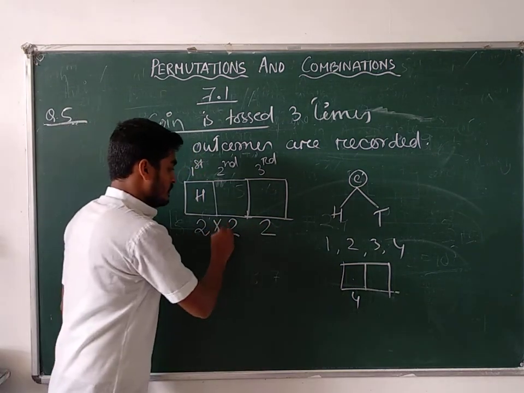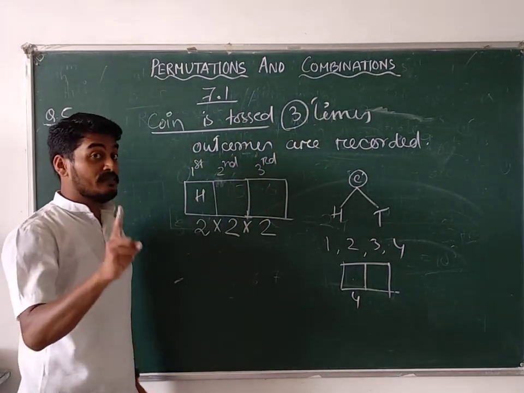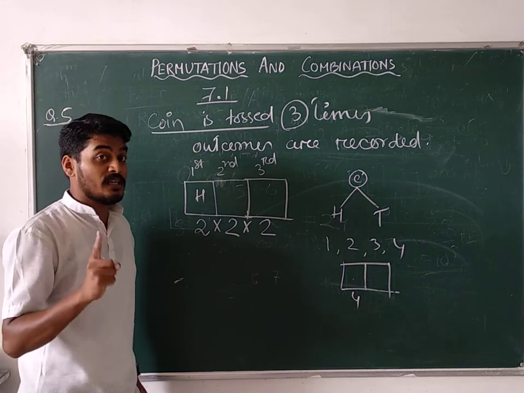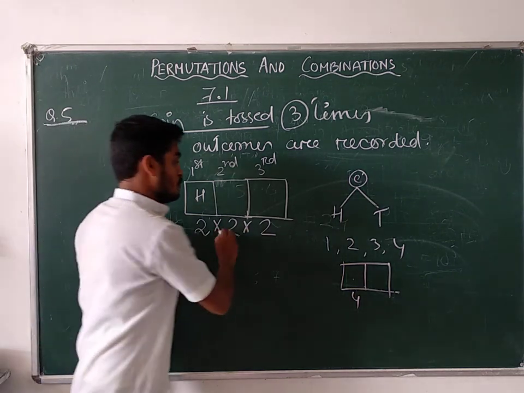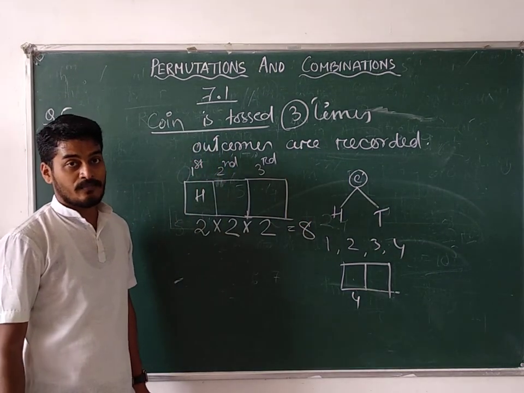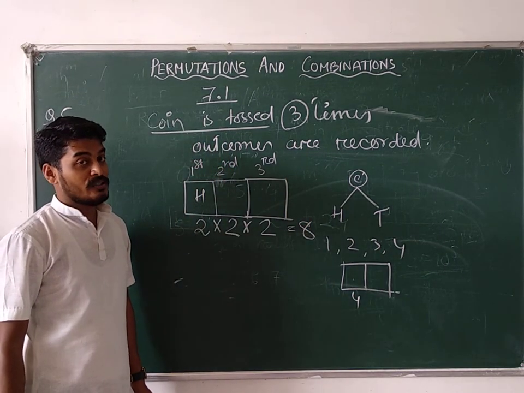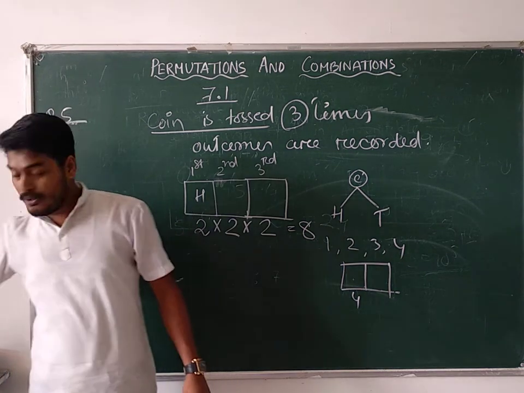As you have to toss the coin exactly 3 times, you have to apply the multiplication principle. So 2 into 2 into 2, 8 ways that you can fill up the place. Total number of ways will be equal to 8. Are you getting my point? So in this way we can think about it.